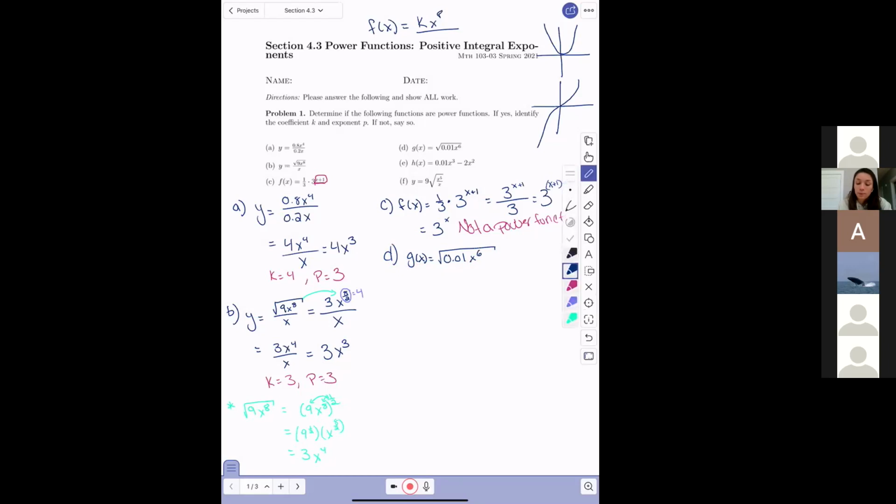How can we simplify this? Take the square root of 0.01, which is 0.1. Good. But we can't just take the square root of this. And then you'd make it x to the 6 over 2. Perfect. Okay, before we move on with the next step, did that step confuse anyone?